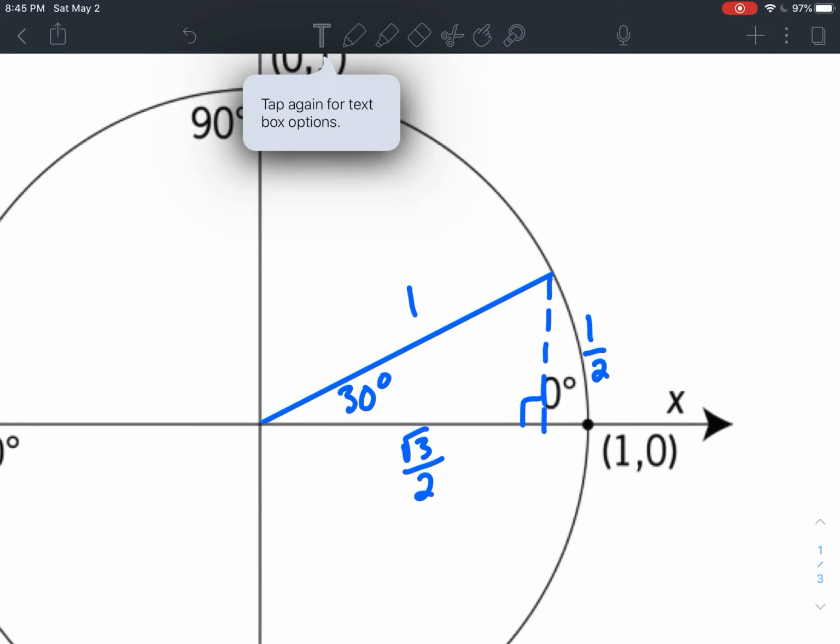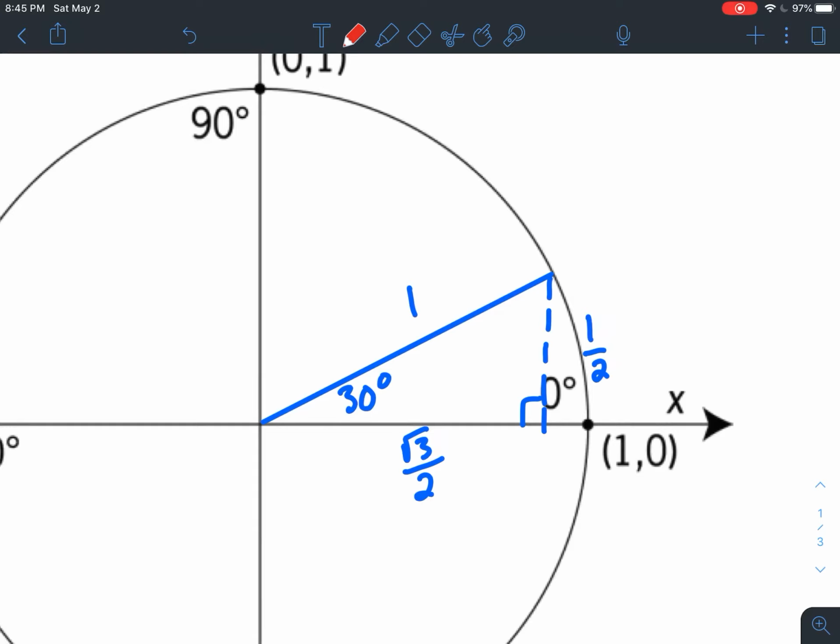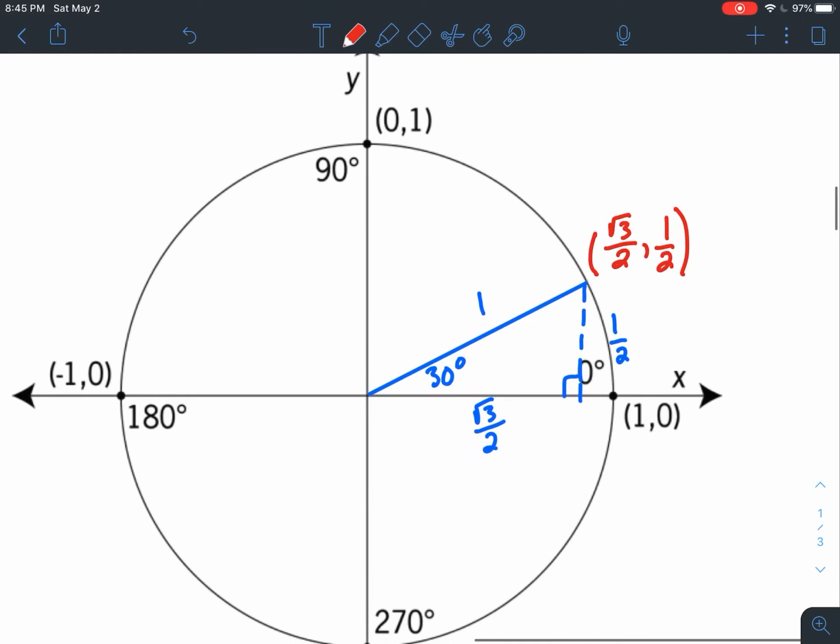So if I'm trying to figure out the coordinates of that point, switch to red again, now it's a little bit different. It does make a difference. My x value is how far to the right I moved, which in this case I moved over the square root of 3 over 2. And my y value of that coordinate point is the height of that right triangle, so in this case, a half. So that would be my coordinate. That would be my terminal point for a 30-degree angle.